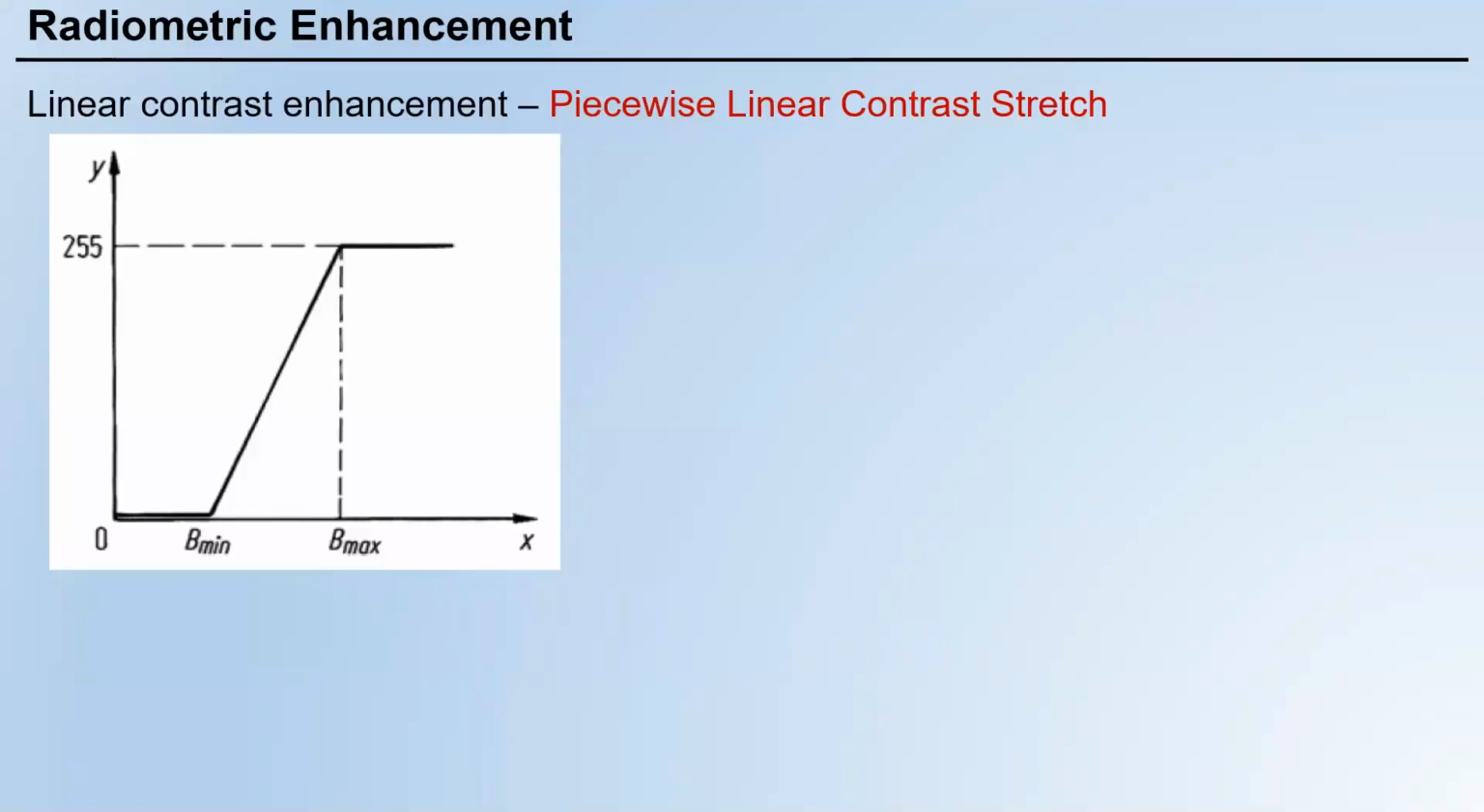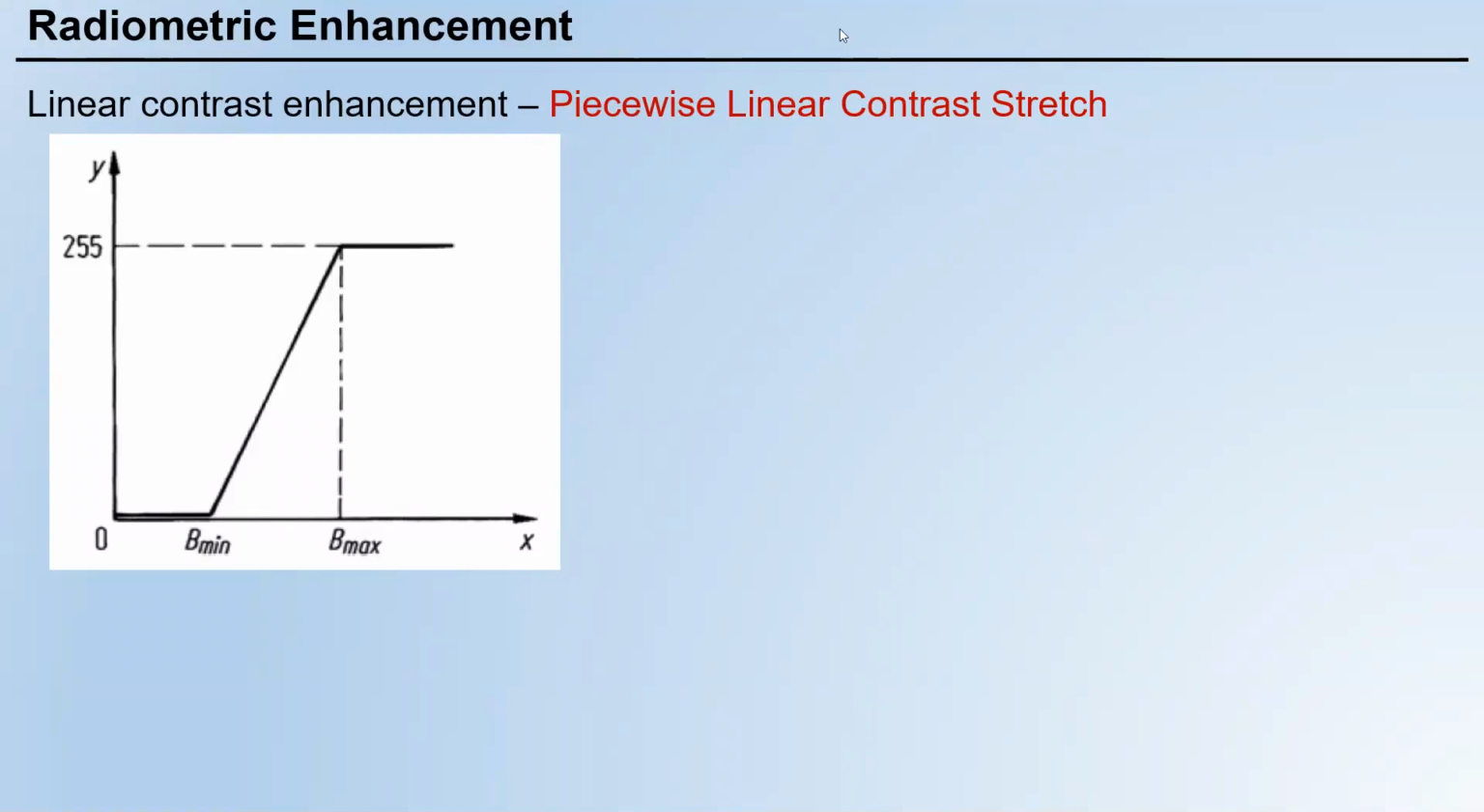Let's continue with linear contrast enhancement. And I will begin this video with a method called piecewise linear contrast stretch. Basically, the difference between this method and the linear contrast stretch I introduced in the last video is that for piecewise linear contrast stretch, we use multiple linear functions to stretch the histogram of the image.